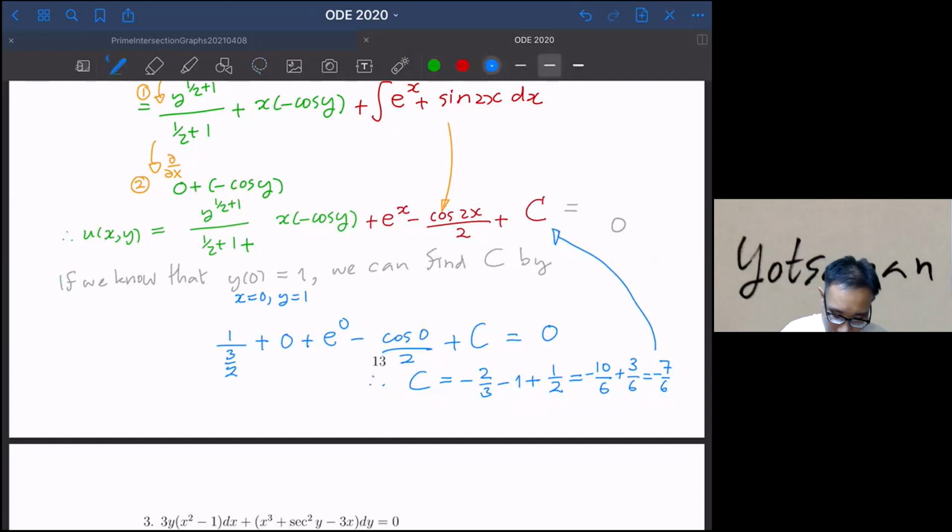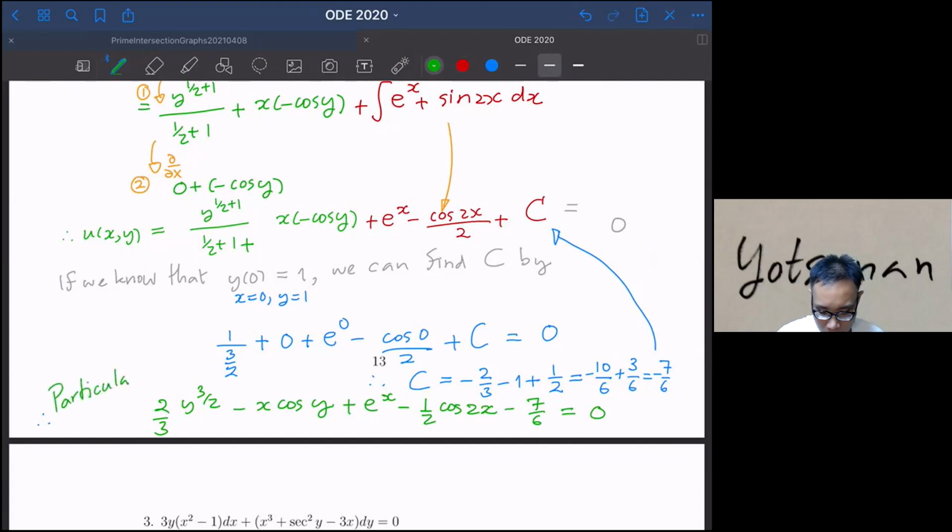And then you're gonna just have uxy. I don't need uxy anymore, so it's gonna be y to the 3 half times 2/3 minus x cos y, plus e to the x minus 1 half cos 2x, minus 7 over 6 equal to 0. So this one will give you the thing called the particular solution, when y0 equal to 1.